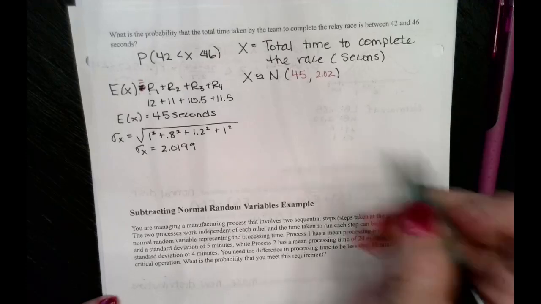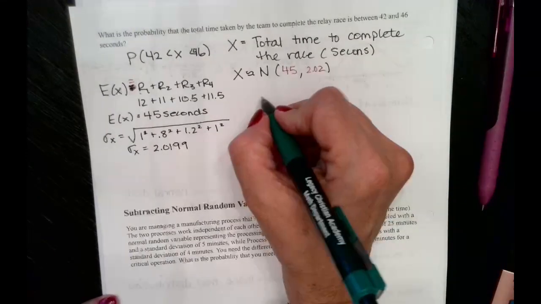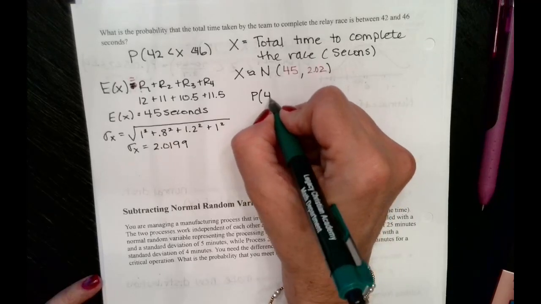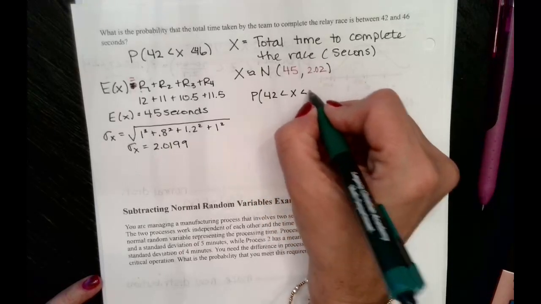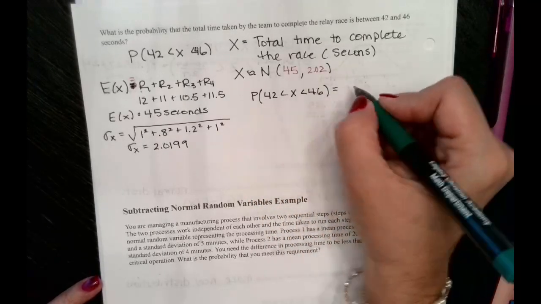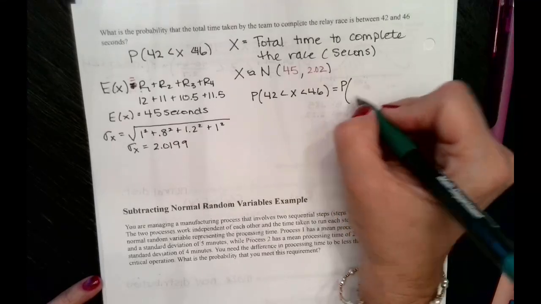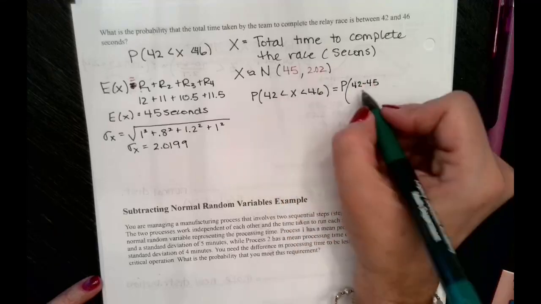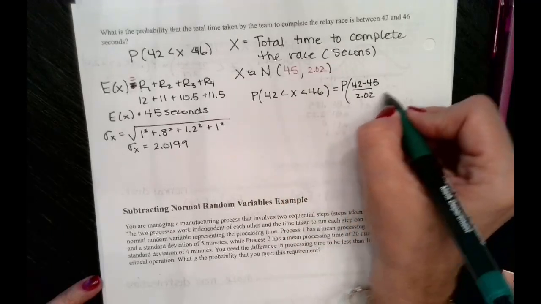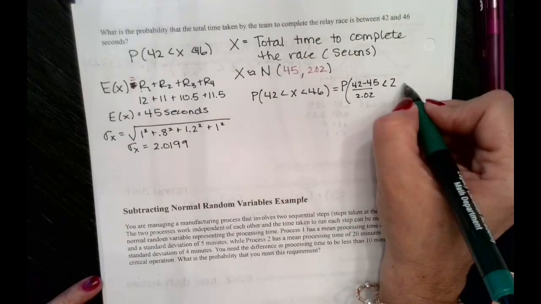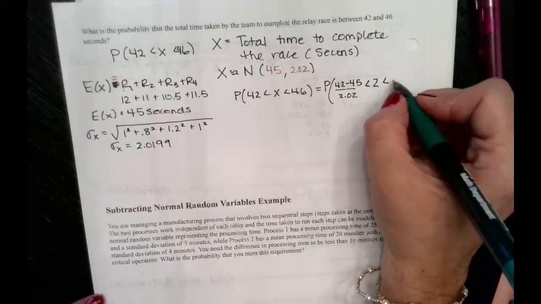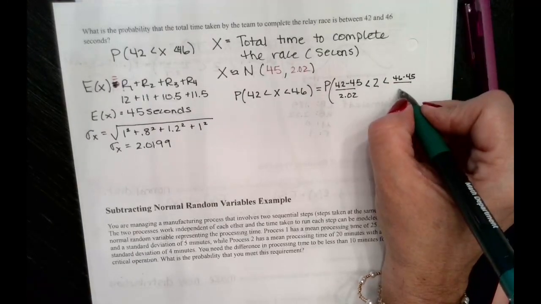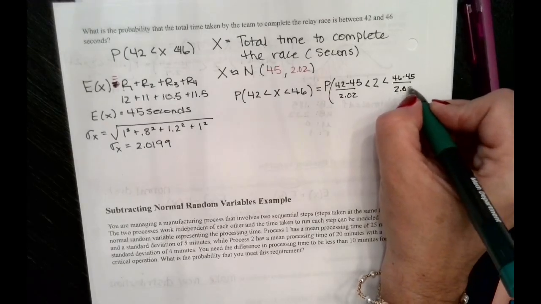So remember, here at this point, I have to go to a z-score. So I'm looking for the probability that I have between 42 and 46 seconds. So if I can convert this to a z-score, it's the probability of 42 minus 45, because I'm using my new mean, divided by my standard deviation, and that becomes my z-score. And then my maximum would be 46 minus 45, and that is over 2.02 again.